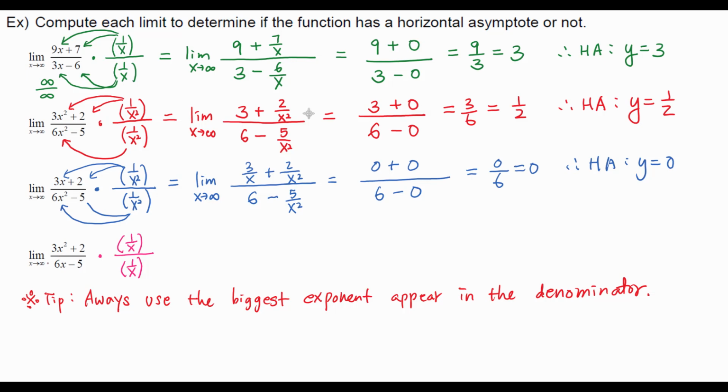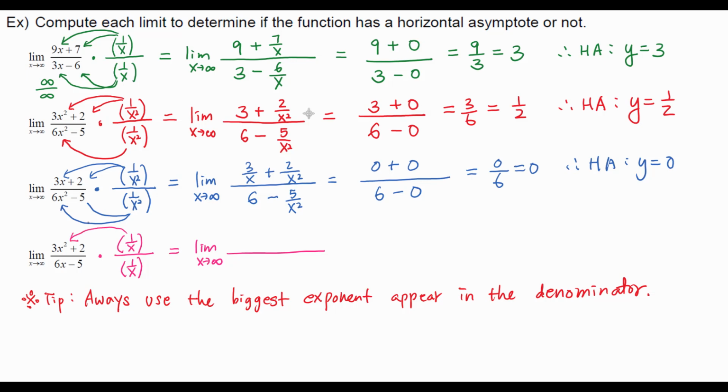Because if you were to do that, if you remember what happened in the third example we just did, we're going to end up getting 0 in the denominator, which will just make it undefined. So we don't want that to happen. So we're going to use the biggest exponent up here in the denominator. Don't forget that.